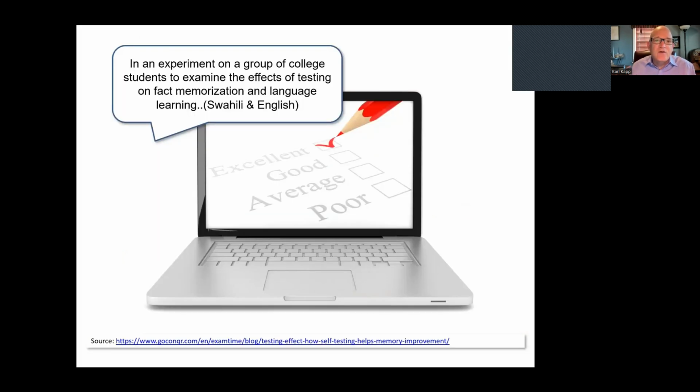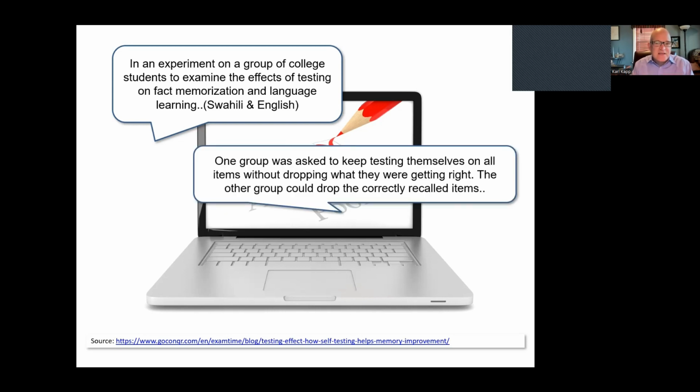So here's some research that backs this up, right? An experiment of college students to examine the effects of testing on fact memorization and language learning. They're trying to see about using exams. One group was asked to keep testing themselves on all items without dropping what they were getting right. Sometimes you study something, I got that one right, I don't need to study it anymore. In this particular group, they got it right and they kept studying it. Oh, here it is again. The other group could drop them out. I don't need it. I know it. I got it.